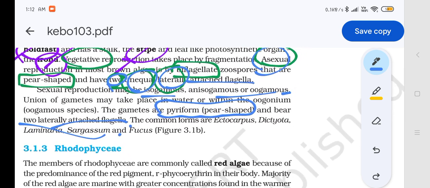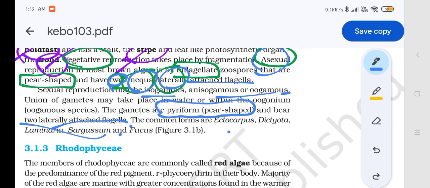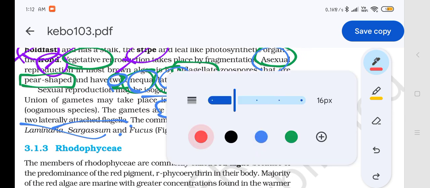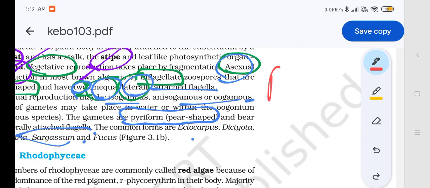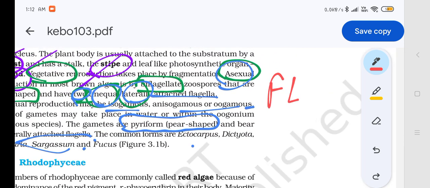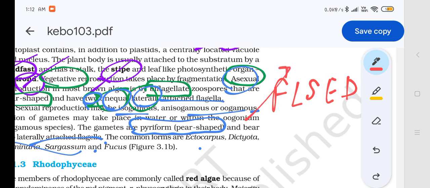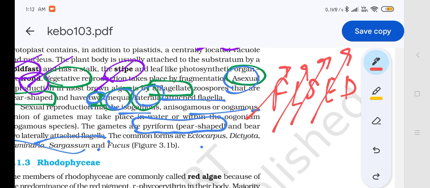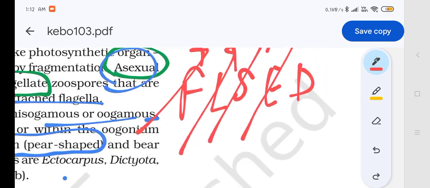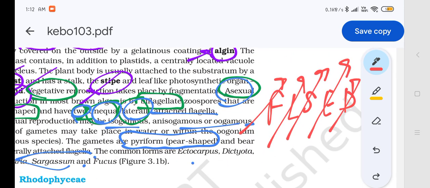The common forms, I have a trick for this. F, L, S, E, T. F is Fucus, Laminaria, Sargassum, Ectocarpus. What is D? Dictyota.